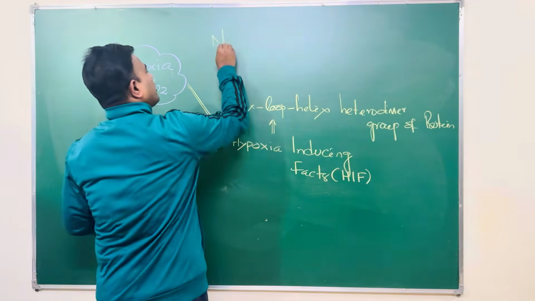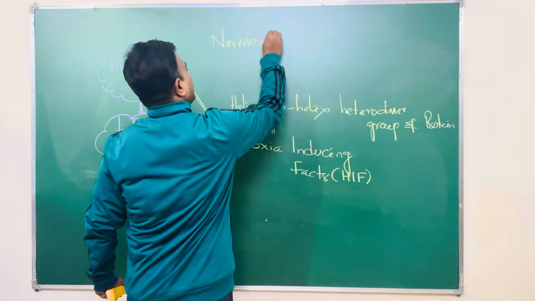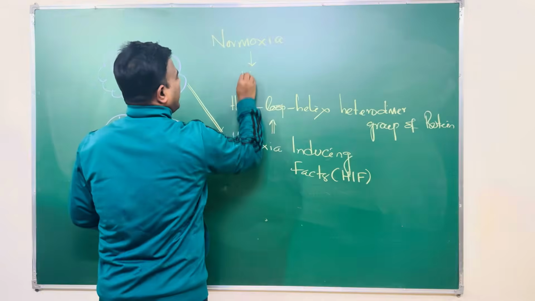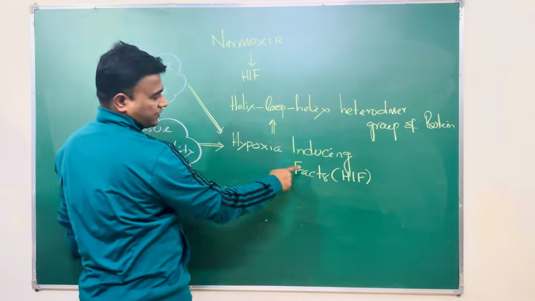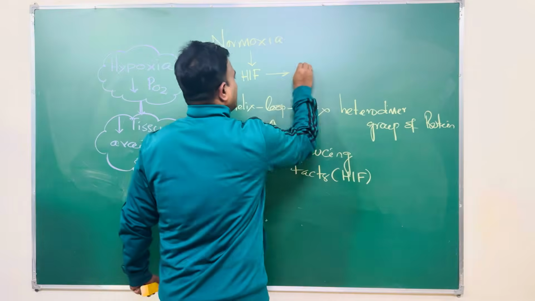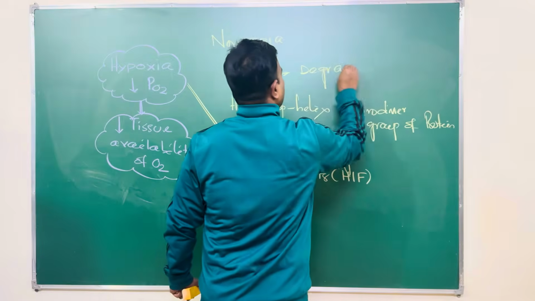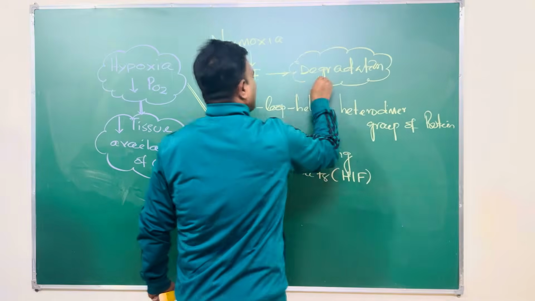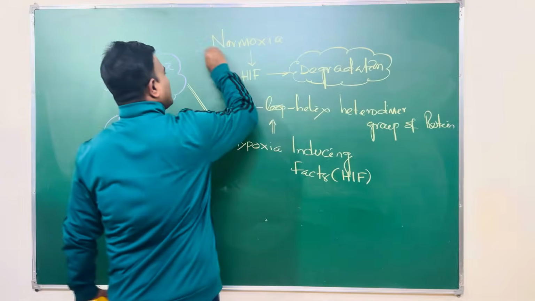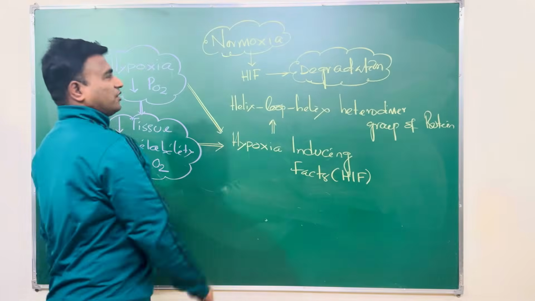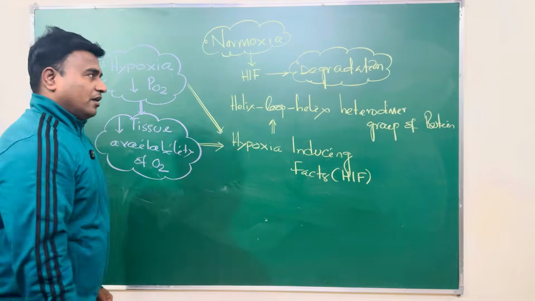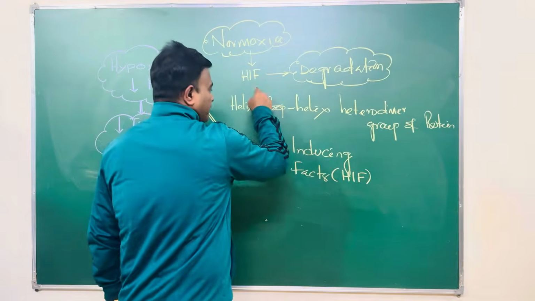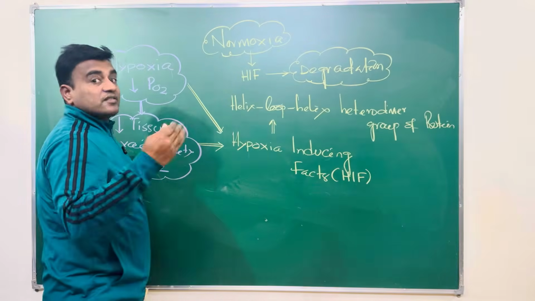During normal availability of oxygen, that is normoxia, this HIF undergoes degradation. This is the point to be noted, that HIF undergoes degradation when the body has a normal availability of oxygen. When hypoxia is there, then this HIF causes the erythropoietin secretion.